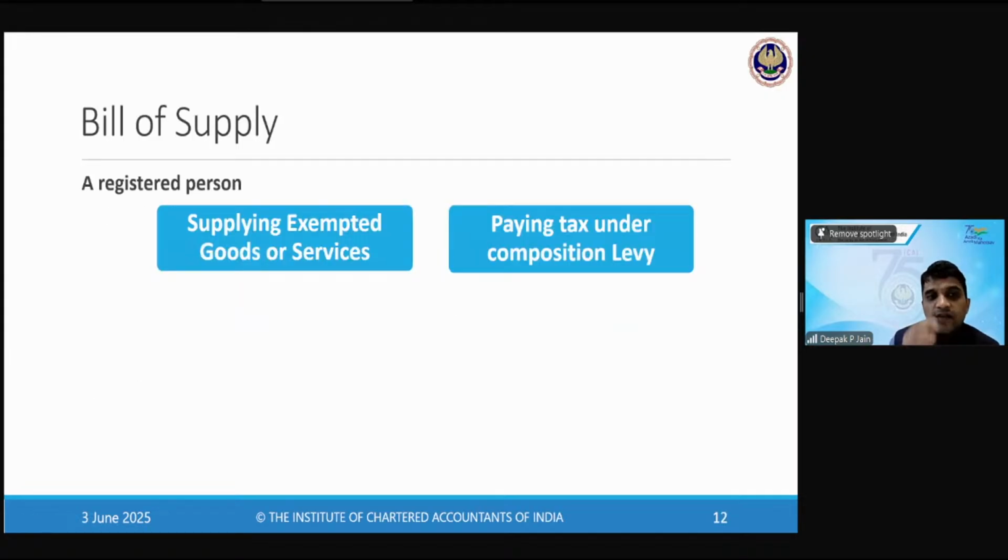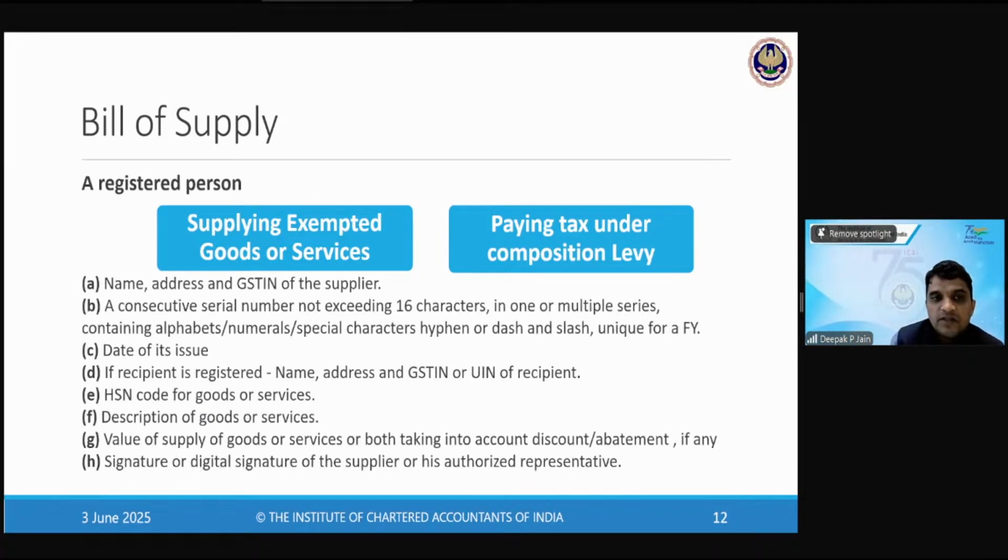Bill of supply, as we had said, a registered person who is supplying exempted goods or services or one who is paying tax under composition levy, he will give a bill of supply. इसके content ऐसे है, same like a tax invoice: name, address, GST of the supplier, continuous serial number, date of issue, recipient. Tax नहीं रहेगा because you're not charging any tax. All other details are same.